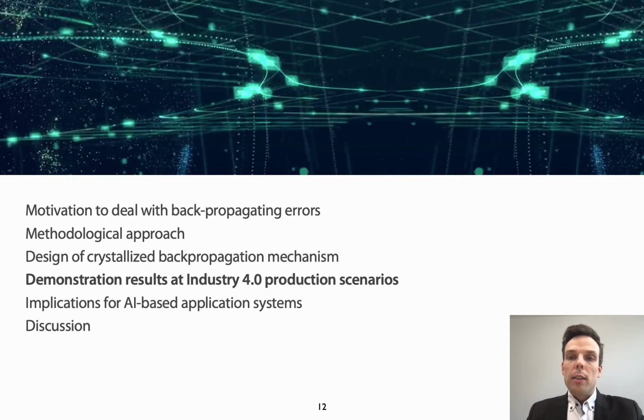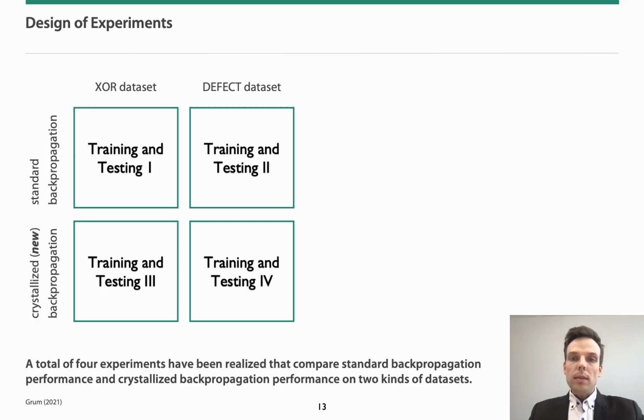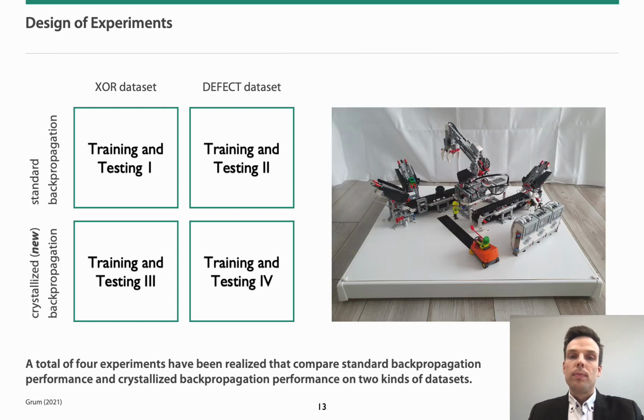So let's see how this mechanism performs. Its performance has been shown in comparison with the standard backpropagation mechanism. So four different kinds of experiments have been realized that all consider the same ANN as initial setup. The corresponding ANN has been created with the aid of the cyber-physical production system, which you can see on the right. However, two experiments were focusing on backpropagation standard procedures.